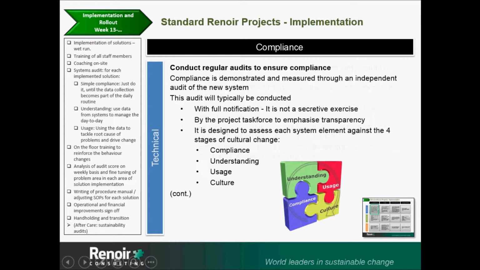Conduct regular audits to ensure compliance. Compliance is demonstrated and measured through an independent audit of the new system. This audit will typically be conducted with full notification. It is not a secretive exercise. It is carried out by the project task force to emphasize this transparency. It is designed to assess each system element against the 4 stages of cultural change: compliance, understanding, usage, and culture.